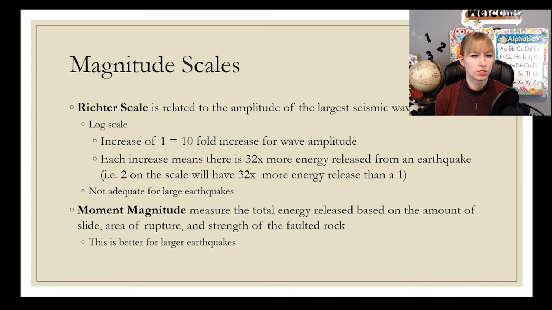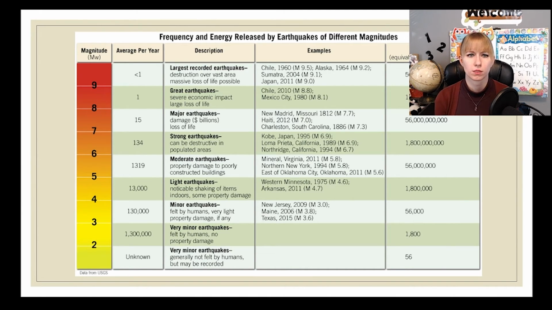Our other magnitude scale is our moment magnitude. This will measure the total energy released based on the amount of slide, area of rupture, and strength of the faulted rock. This is much, much better for larger earthquakes. It's much more accurate. And it looks like this. It goes anywhere from 1 to 9, a little, even to like 9.5.